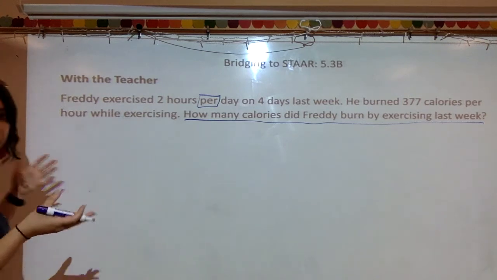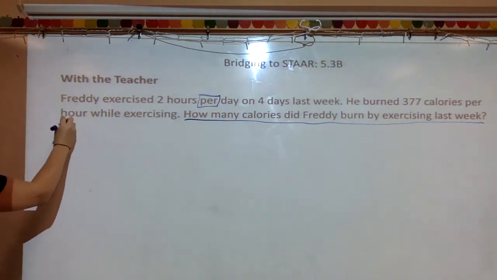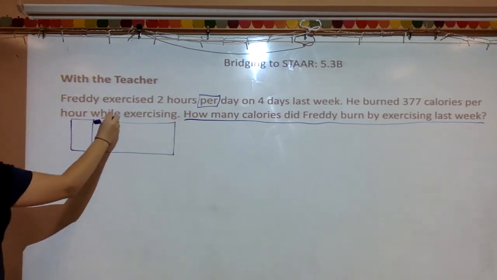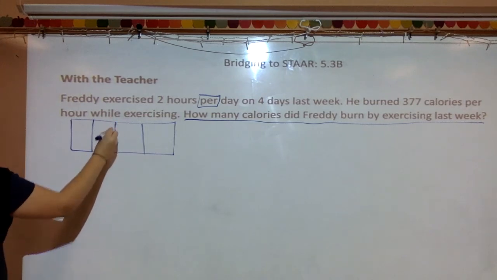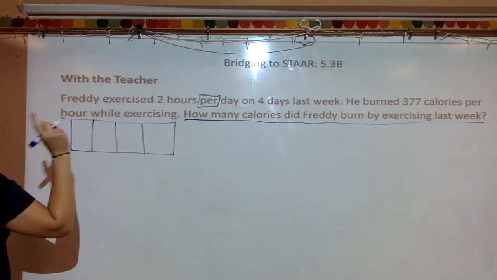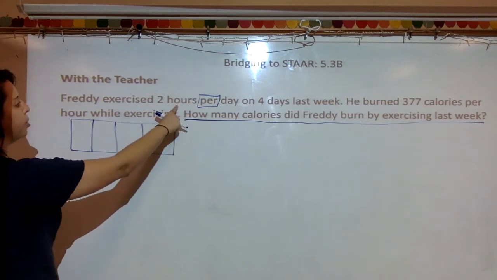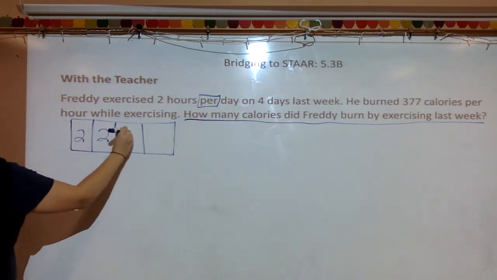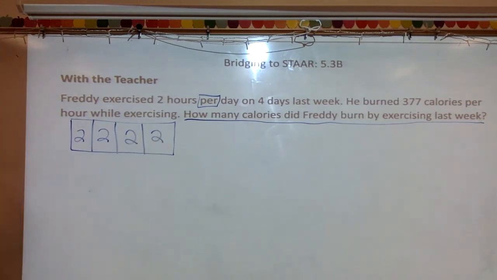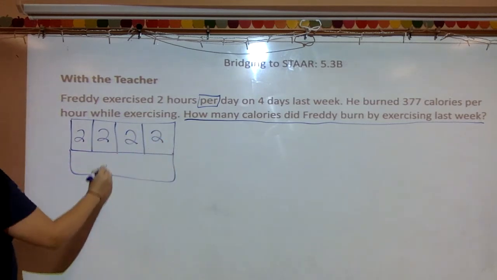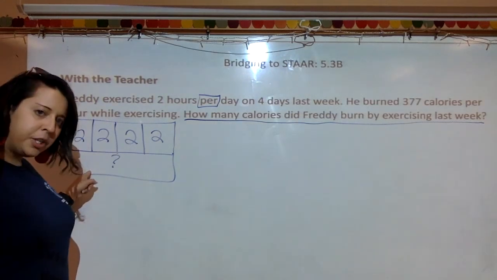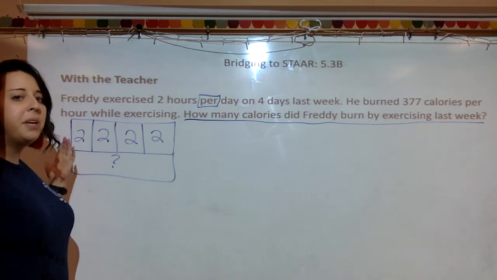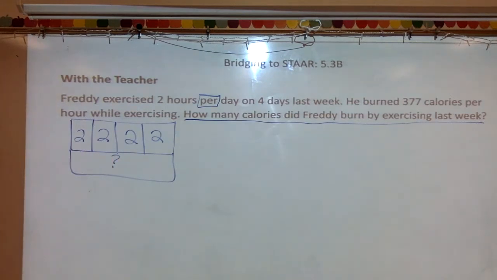So to give us a little bit of a visual idea, he had 4 days last week that he worked out. And for each day, he did 2 hours. So that's 2 hours, 2 hours, 2 hours, and 2 hours. Do I have a total? No, I'm looking for a total, right? So because of that, this has got to be multiplication.